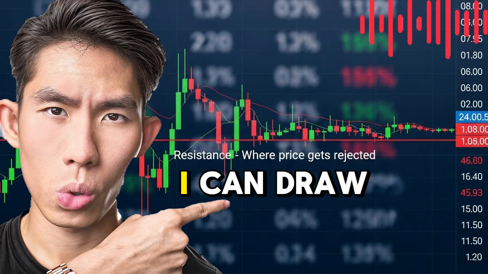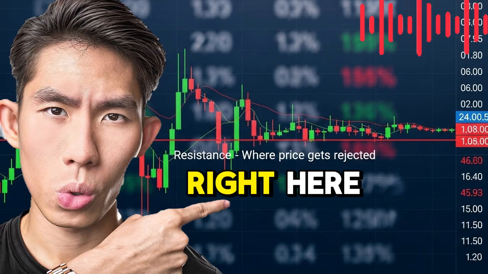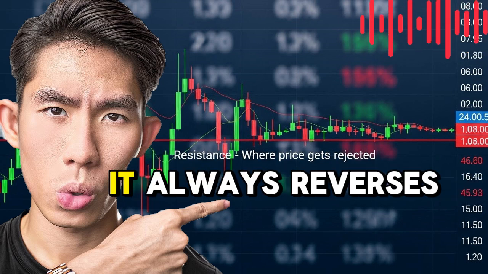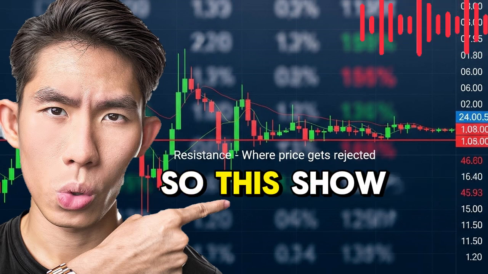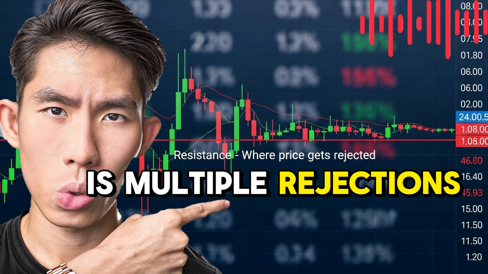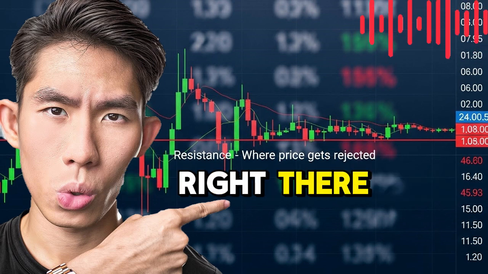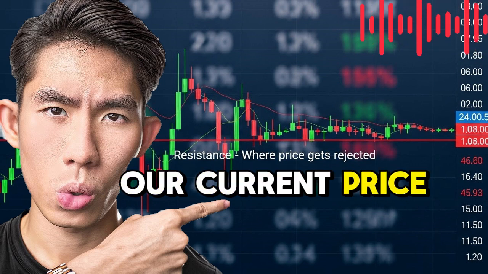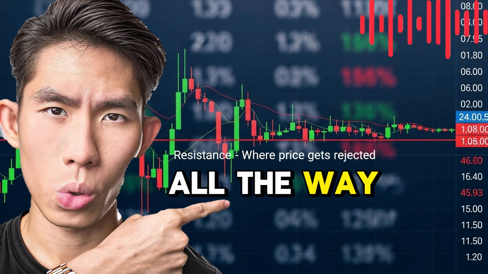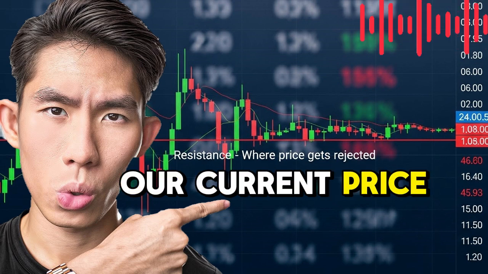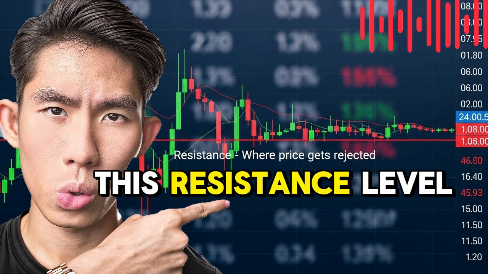So in this example, I can draw a resistance level right here because whenever price comes back up here, it always reverses. So this shows us that there are multiple rejections. So this is a very strong resistance level. And the reason I draw it right there is because it is also near our current price. It's not too far away like all the way up here, right? It is near our current price, so we still have to take into account this resistance level.